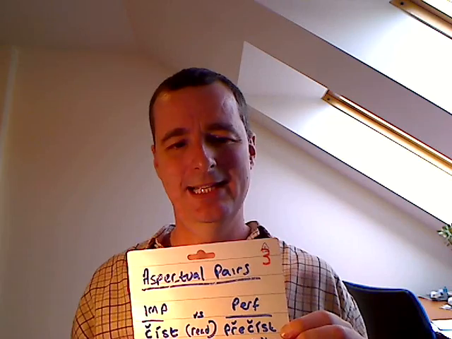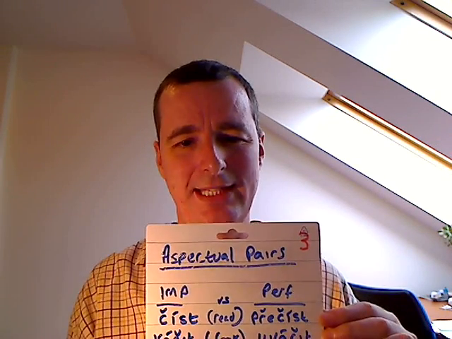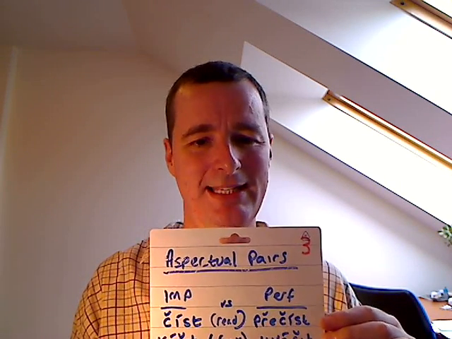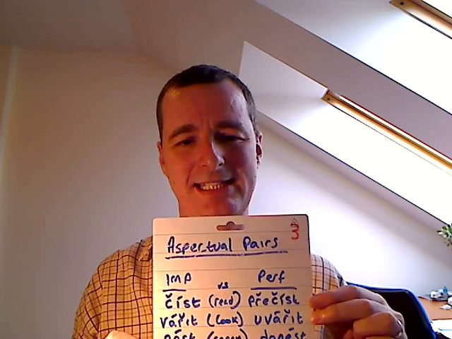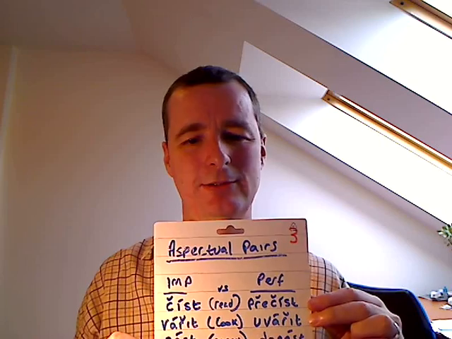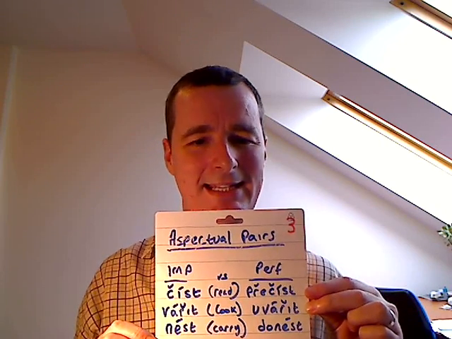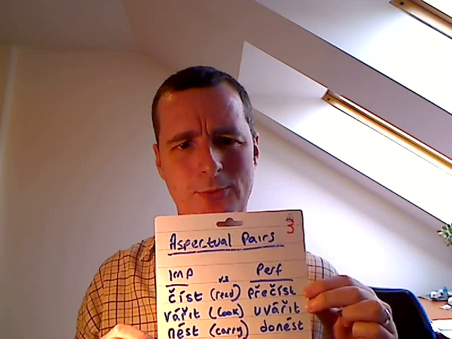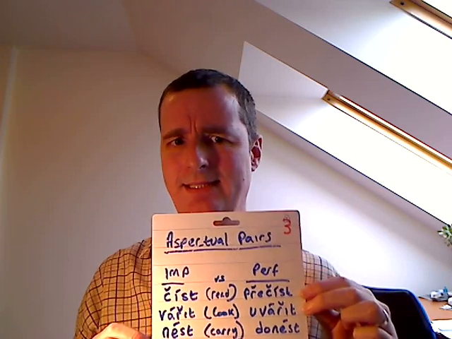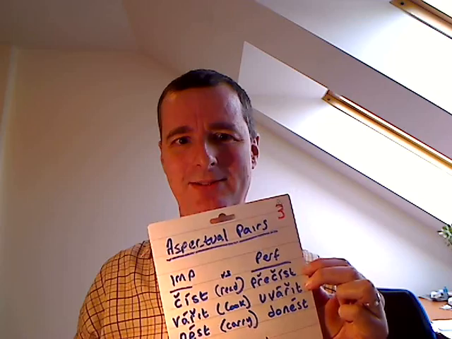So, the aspectual pairs. To read, we have the imperfective, which relates somehow to not completed, which is číst, and the perfective přečíst. For cook, vařit, uvařit. Nést, to carry, donést, for the perfective. Which one do I use when? It doesn't really seem to relate only to the past tense.